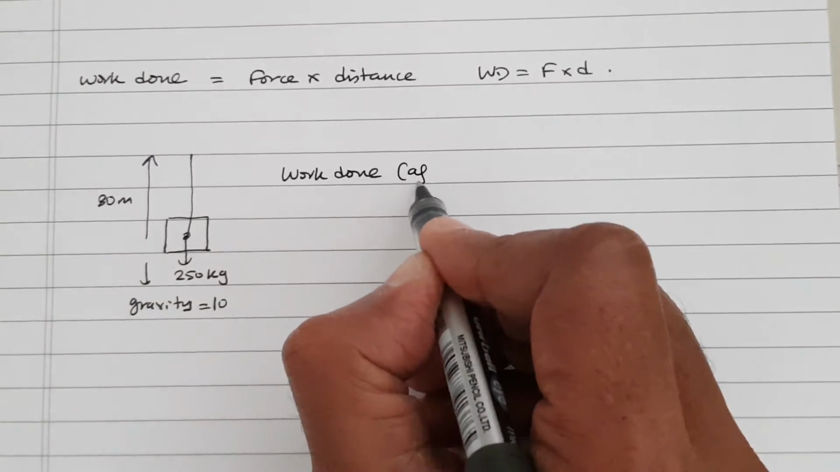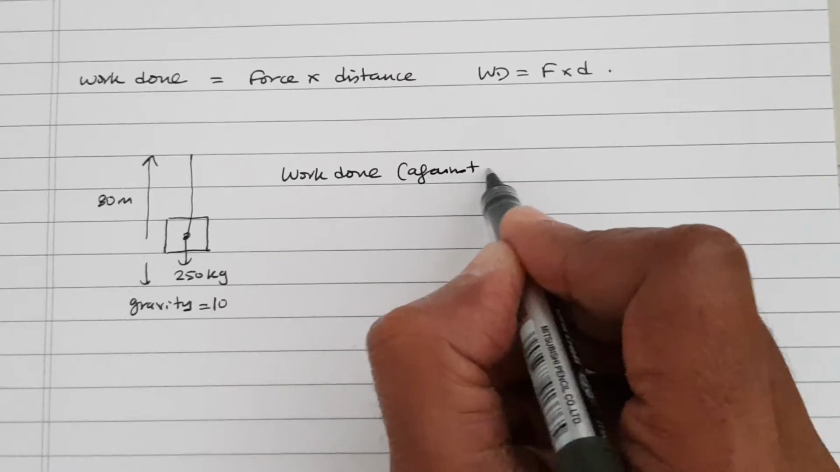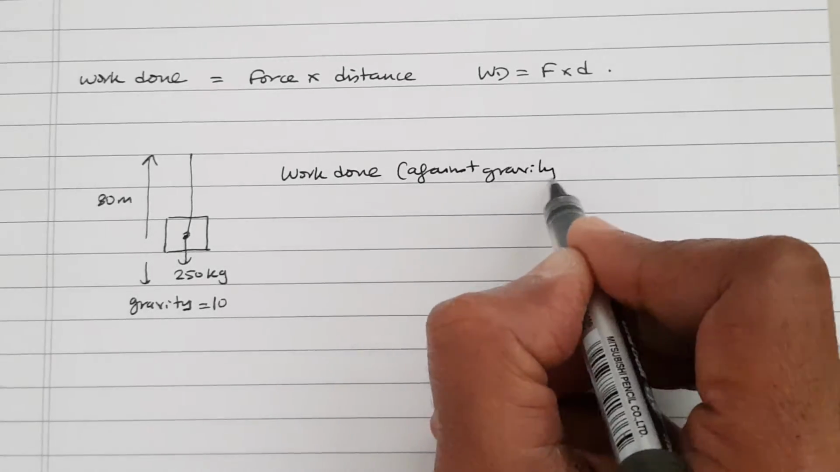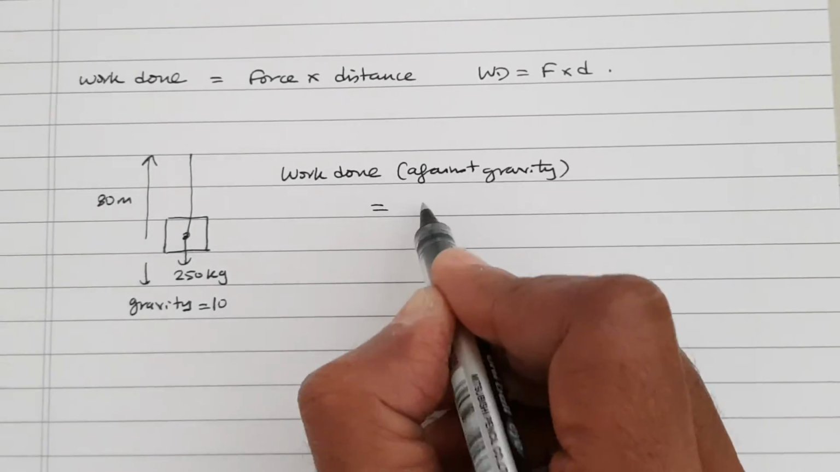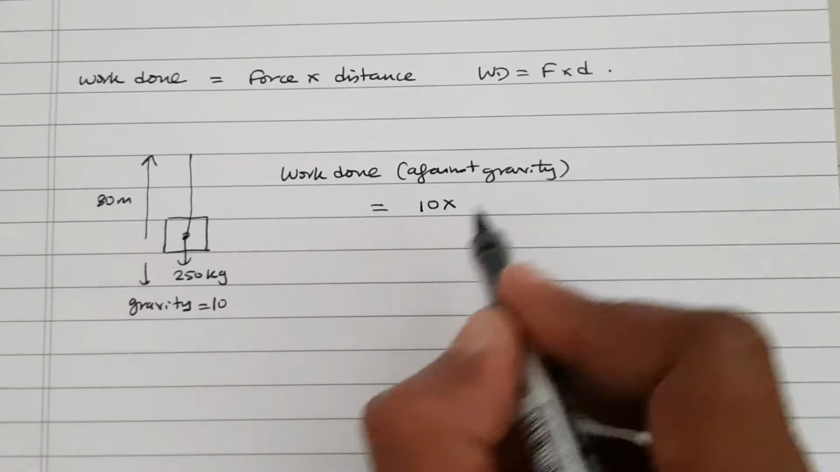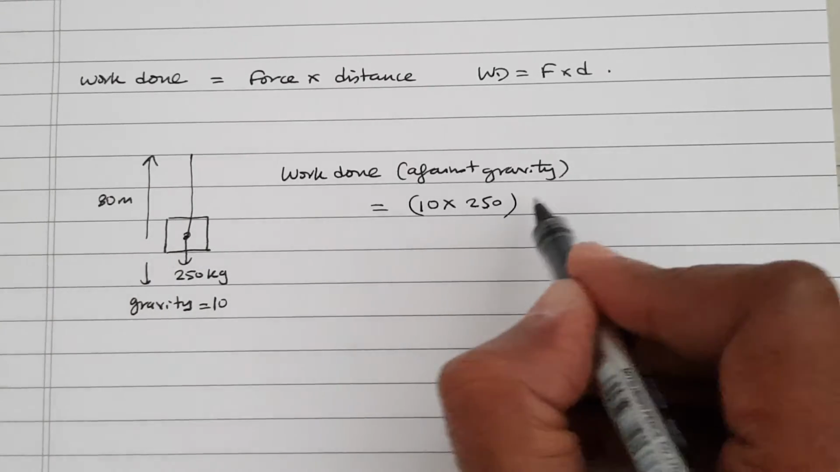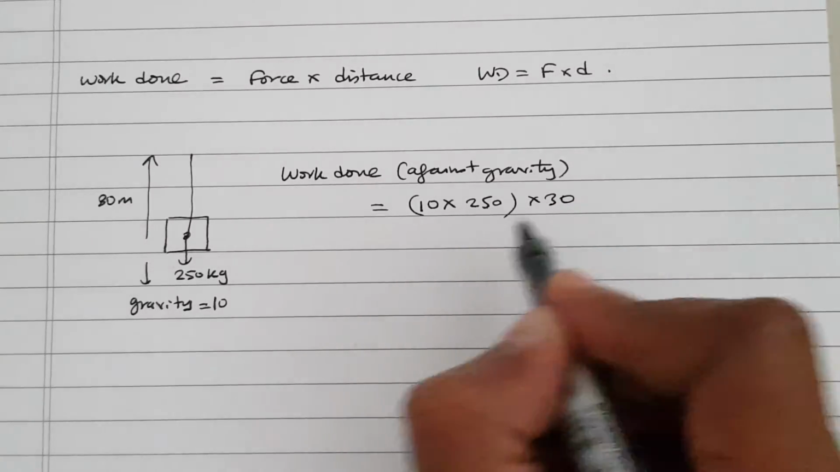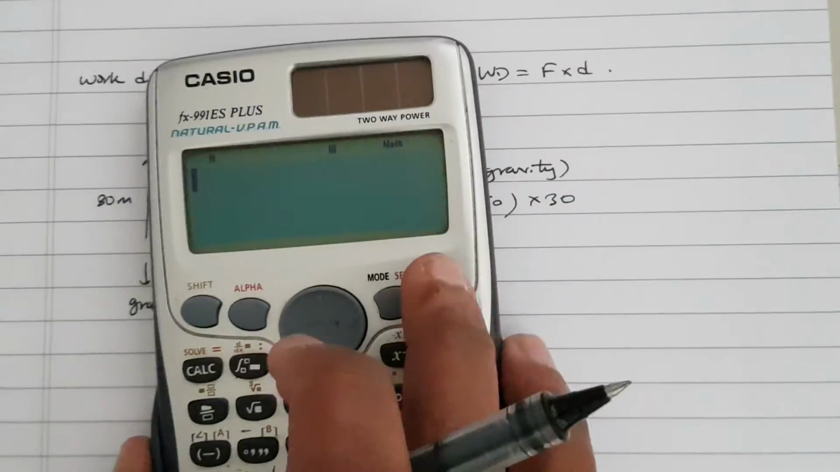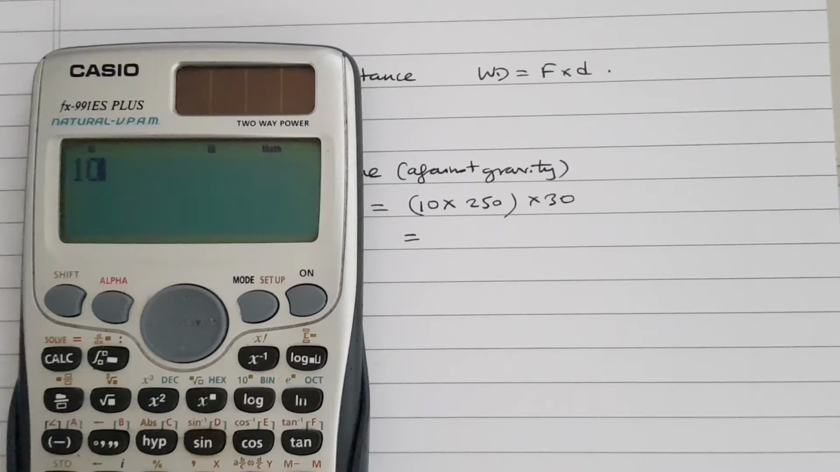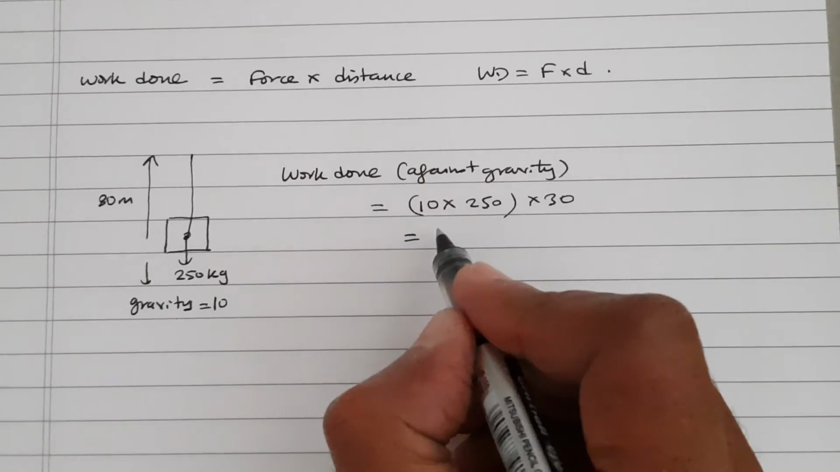What's the work done against gravity? The force of gravity we know is 10, multiplied by 250 because it's acting on its weight, and then you multiply by the distance. So we get 10 times 250 times 30, which is 75,000 joules, and the unit is joules.